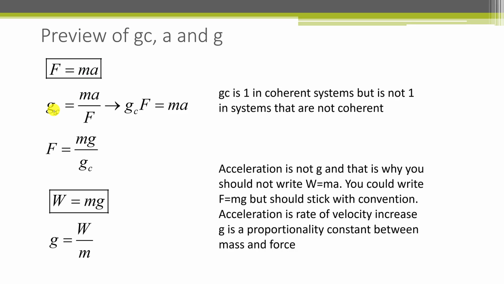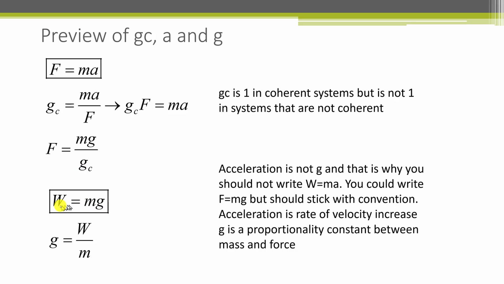g sub c, the conversion factor we talked about before, is 1.0 in coherent systems, but it's not 1.0 for the USCS. So often you will see F equals mg over g sub c, where this is the 32.2 conversion factor. Again, as I said earlier, you don't need it. It's harder to remember how to use it than it is just to know what the basic conversion factors are and apply them appropriately.